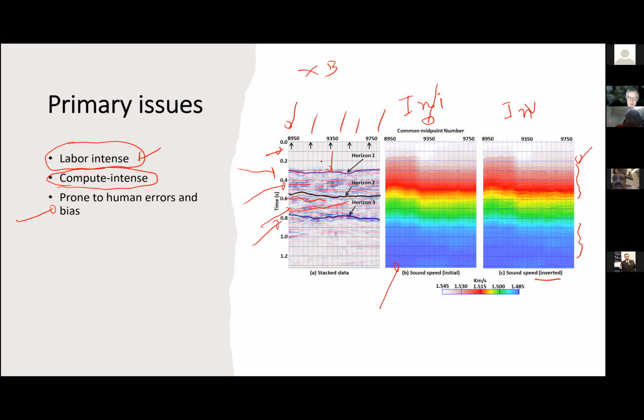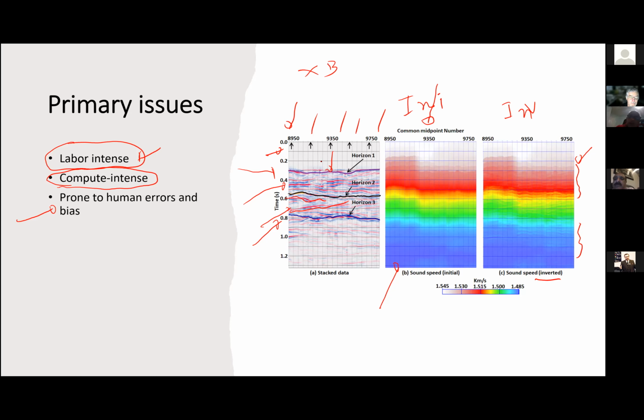They are on the stack data, so they are due to subtle variations of the sound speeds, therefore subtle variations of the ocean water salinity and temperature. So it is desirable that we get that.